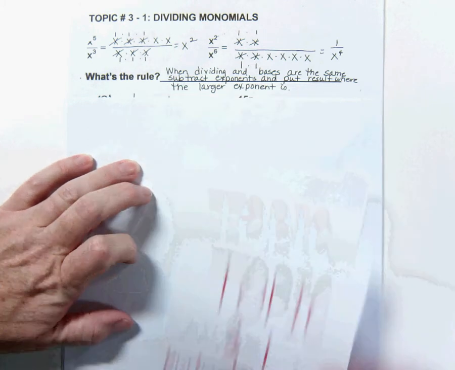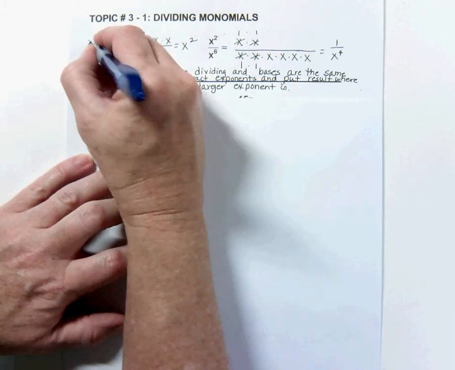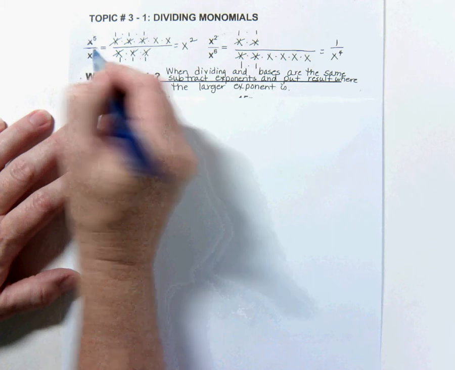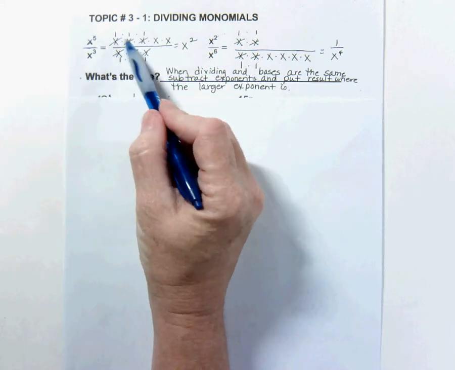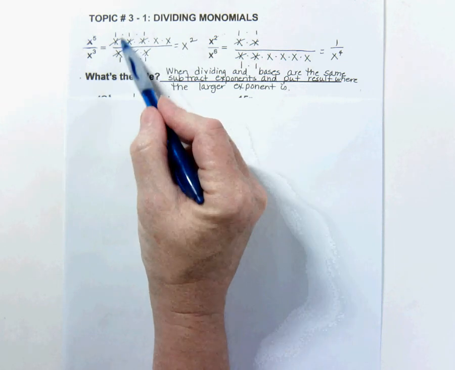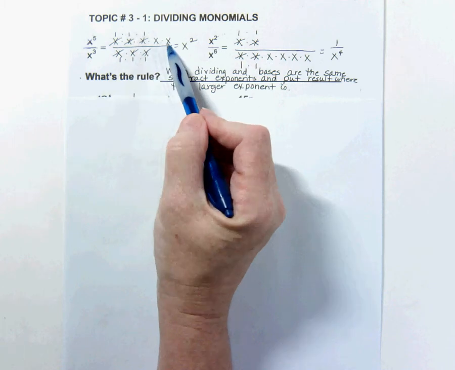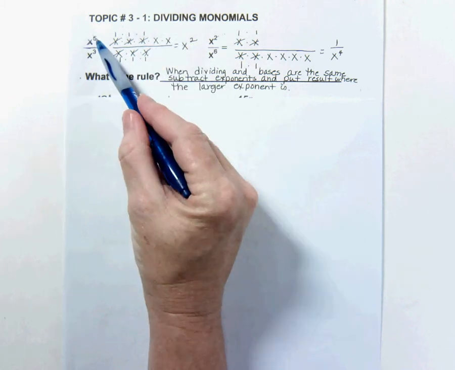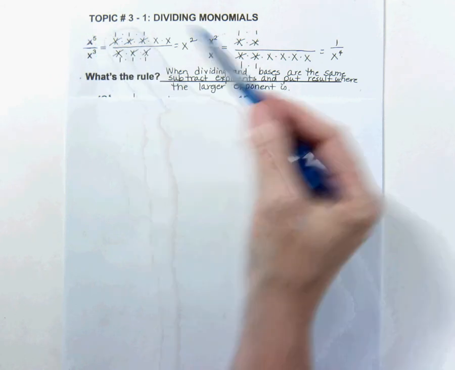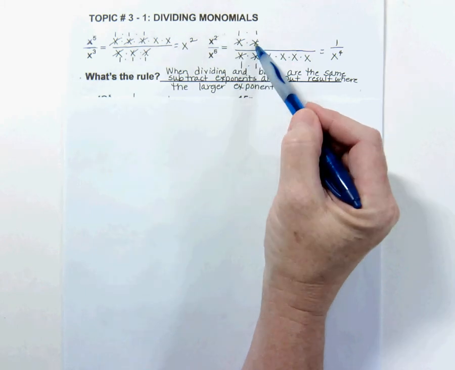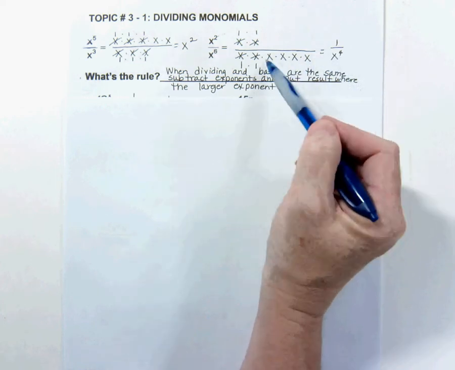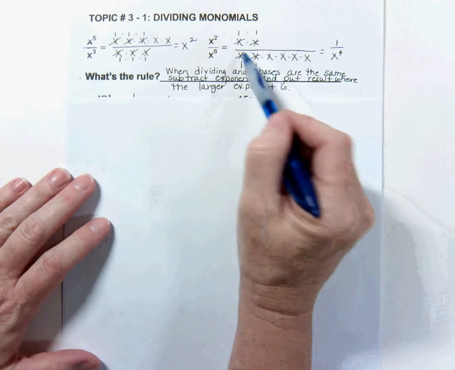Okay, let's look at the first one. If you've got x to the power of 5 over x to the power of 3, that's like having 5 x's in your numerator and 3 x's in your denominator. If you cross out like terms, you're left with 2. So what you can see is that with your exponent powers, you're subtracting. So again, this is 2 on top, 6 x's on the denominator. You'll be left with 4 below the division sign.